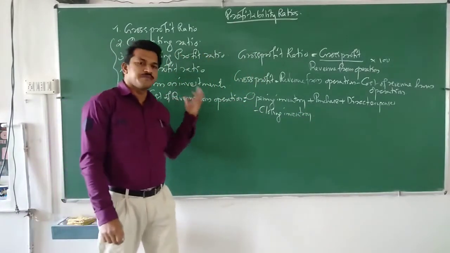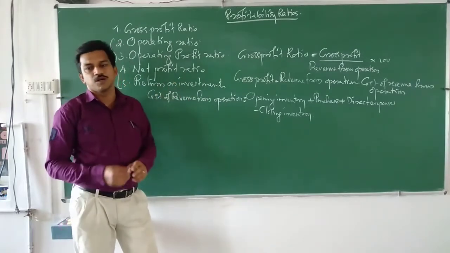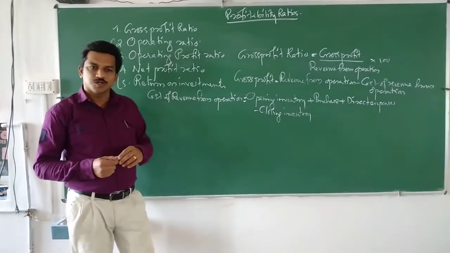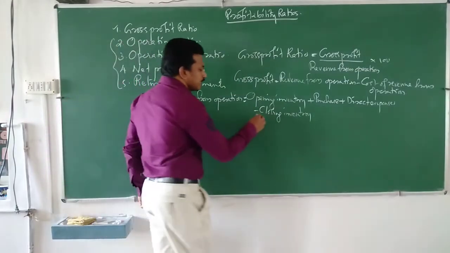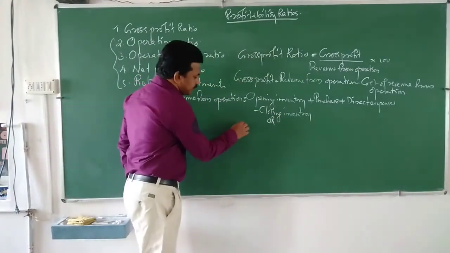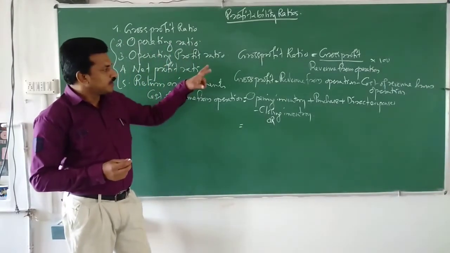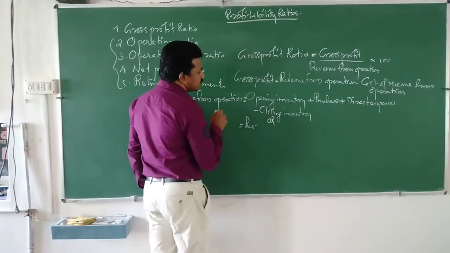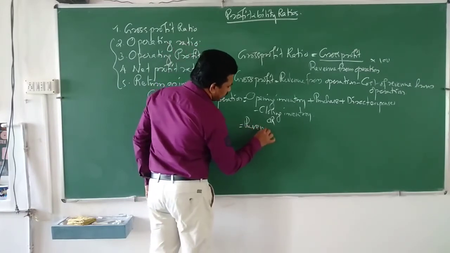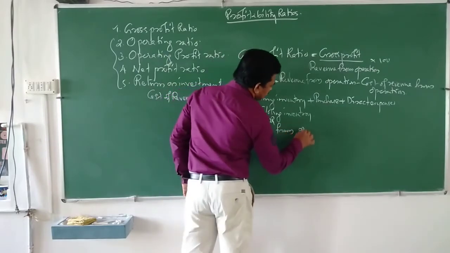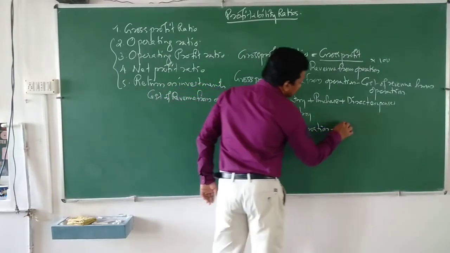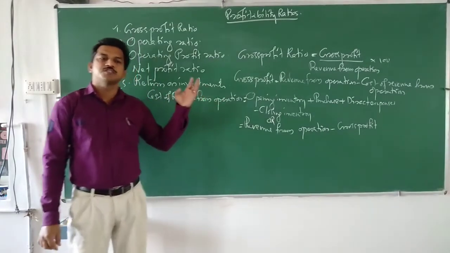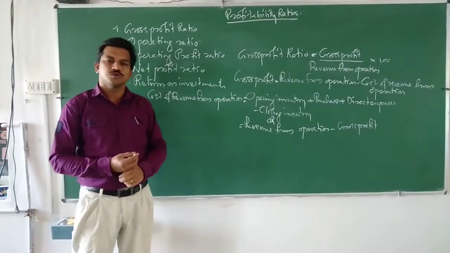Last year, especially at the time of the working capital turnover ratio, we calculated cost of revenue from operation. Otherwise, we can calculate it as revenue from operation, that means sales, minus gross profit. That means if from sales we deduct gross profit, we will get cost of goods sold, or cost of revenue from operation.